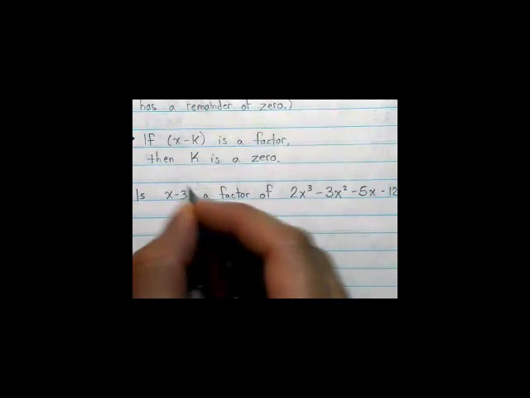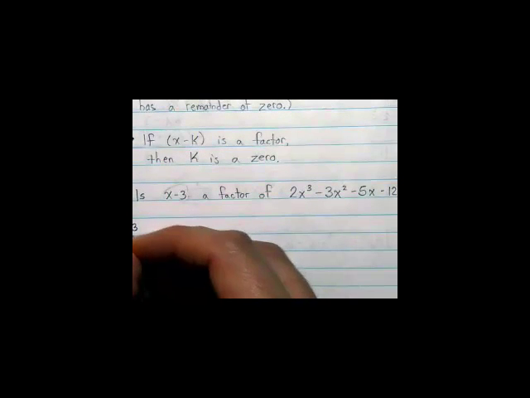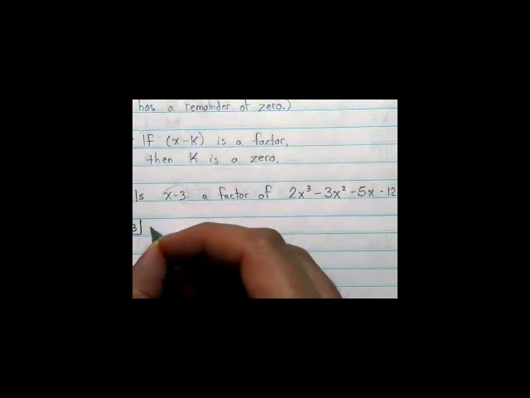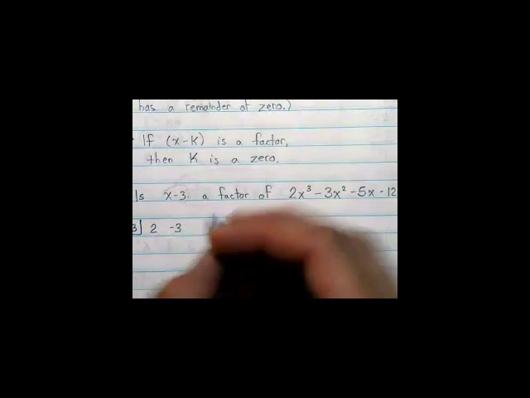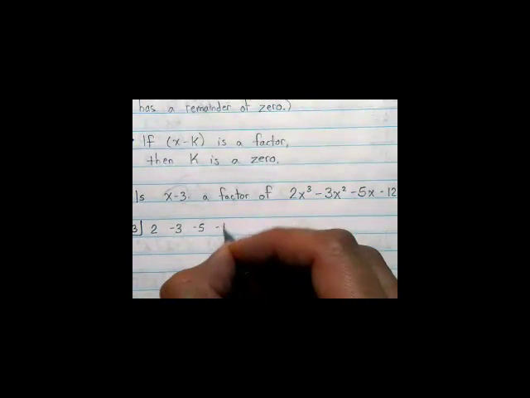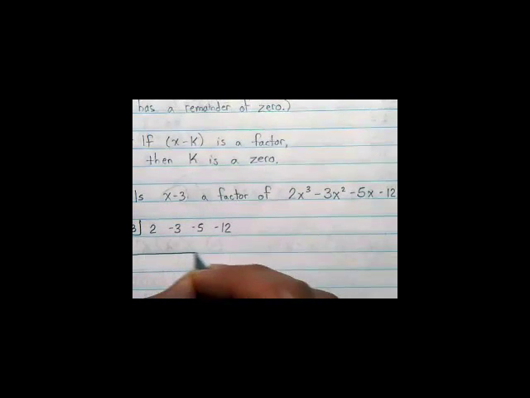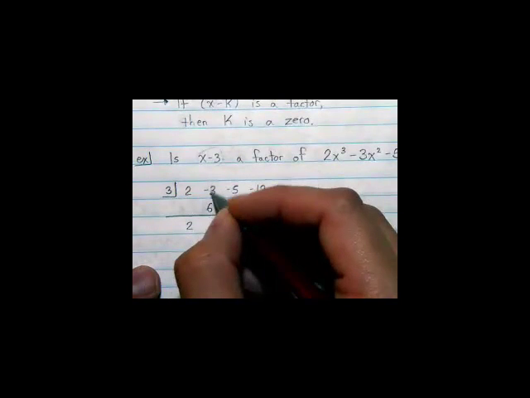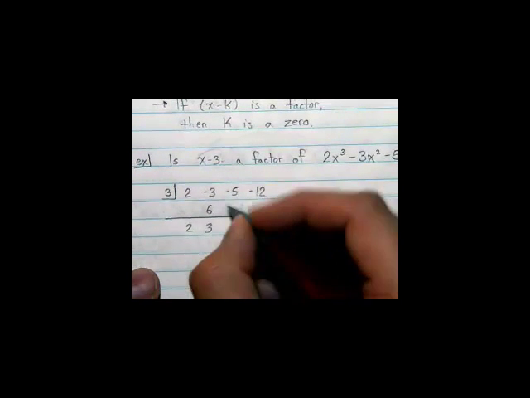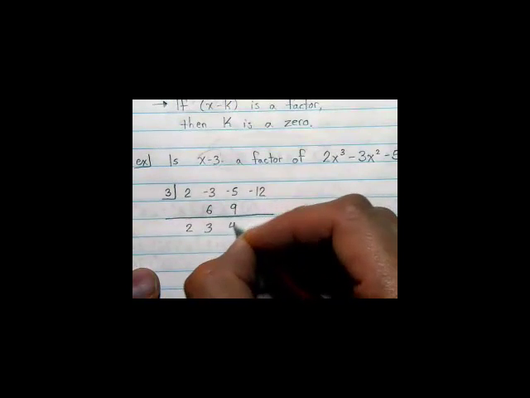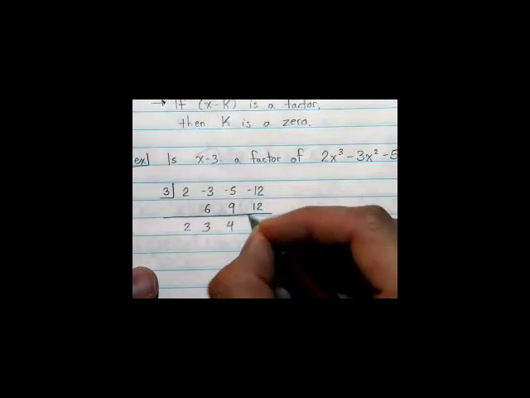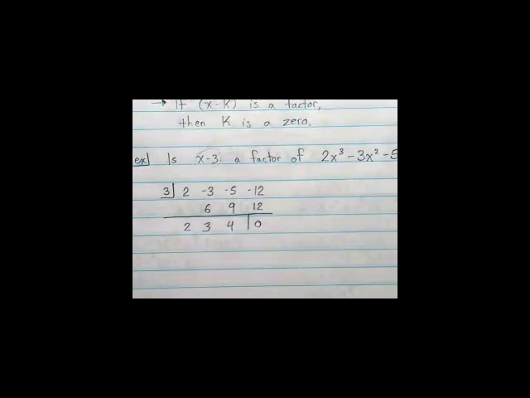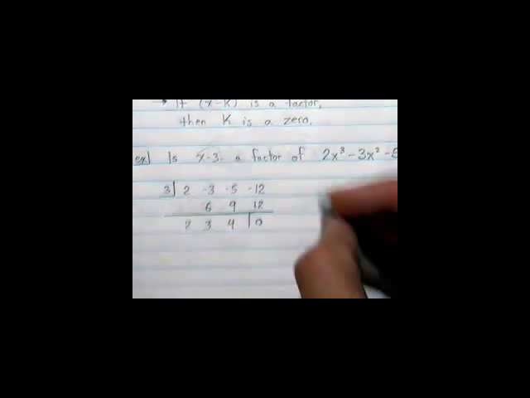So if it's x minus 3, that means 3 is going to go in the box. Then I'm going to take my coefficients here, 2, negative 3, negative 5, negative 12. And let's do that synthetic division. So bring down the 2. 3 times 2 is 6. Add those up, it's 3. 3 times 3 is 9. Add those up, it's 4. 3 times 4 is 12. Negative 12 and 12 is 0. So, do we have a factor? Yes, indeed. Yep.